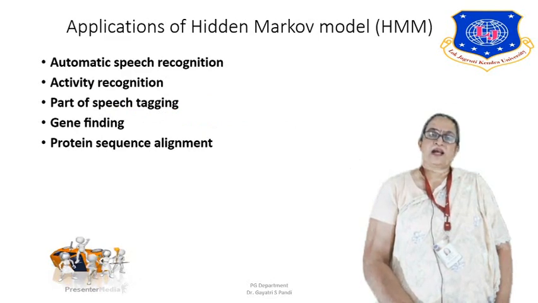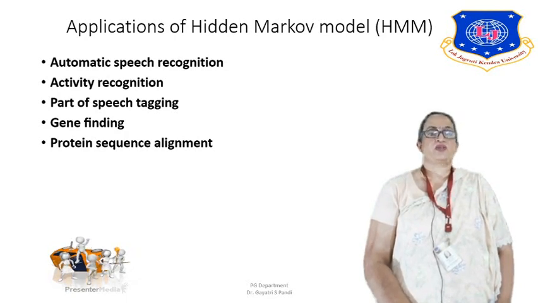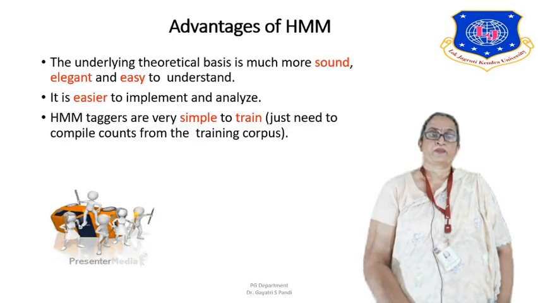Now these are the other applications of hidden Markov model. You have automatic speech recognition, you have activity recognition, part of speech tagging, gene finding, protein sequence alignment. So these are some of the major applications of hidden Markov model.